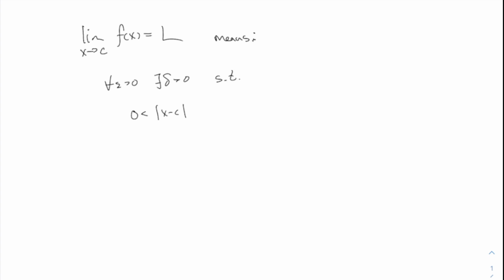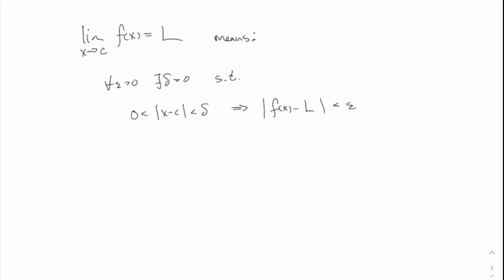It's true. This is the definition of the limit of a function. I will refresh our memory. Limit as x goes to c of f of x equals L. This means, there's like an epsilon-delta version of this definition. It means for all epsilon greater than 0, there exists delta greater than 0 such that 0 less than absolute value x minus c less than delta implies absolute value f of x minus L less than epsilon. So this is the definition of the limit of a function.